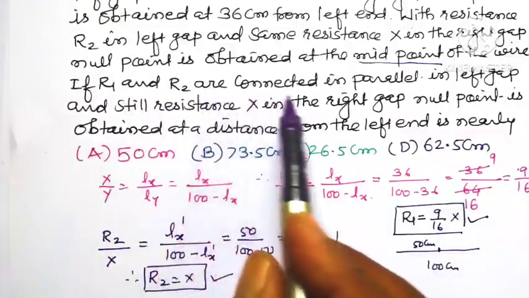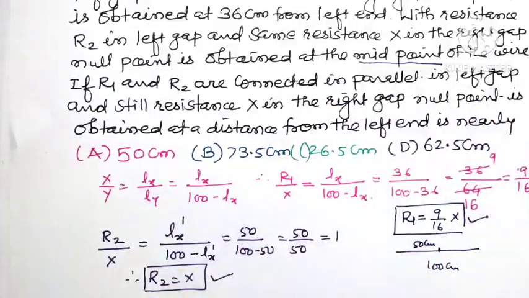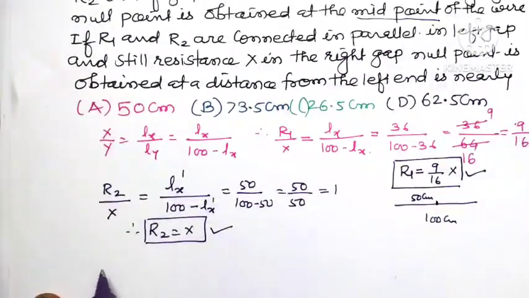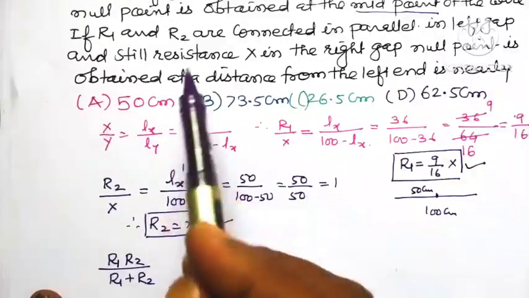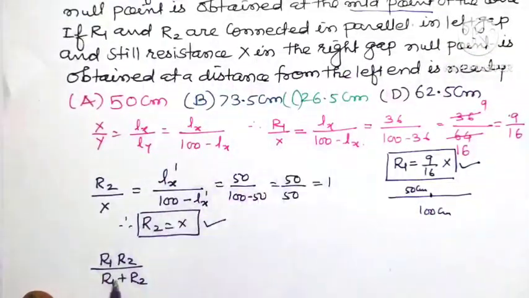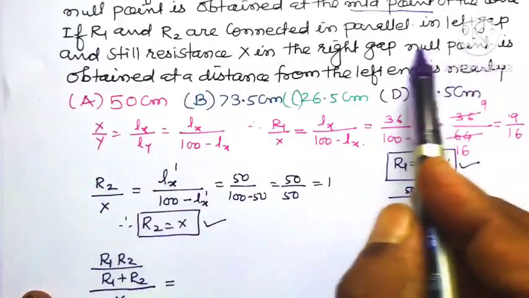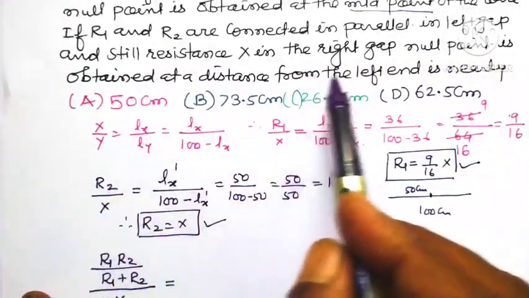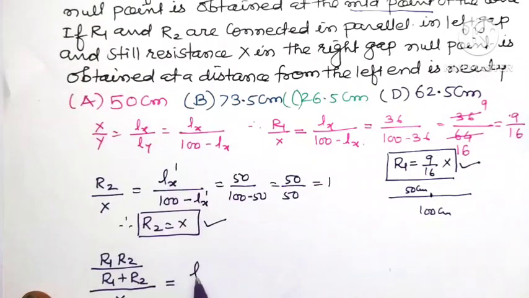Now, R1 and R2 are connected in parallel in the left gap. When R1 and R2 are connected in parallel, what is their effective value? It is R1 into R2 upon R1 plus R2. With the two resistors in parallel in the left gap and still resistance X in the right gap, R1 into R2 upon R1 plus R2, whole divided by X, is equal to Lx double dash upon 100 minus Lx double dash, where we have to find the null point distance from the left end.